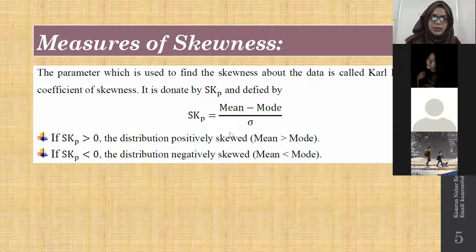So we have used this definition of skewness. We have to find the mean and mode, and we divide their subtraction by the standard deviation. If it is greater than 0, then the distribution is positive, and if it is less than 0, then the distribution is negative. So that is the case of skewness.